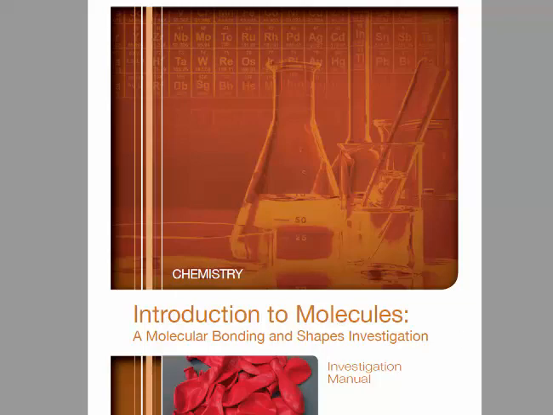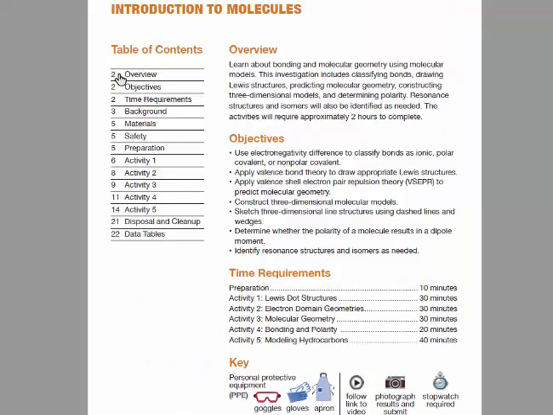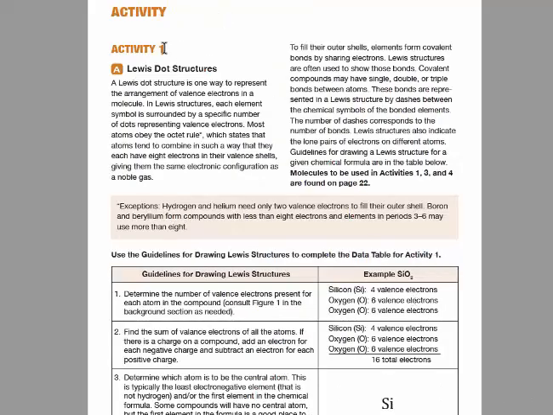Before you begin Introduction to Molecules, make sure you carefully read the overview, objectives, background materials, safety, and preparation. That will help you get through activities 1, 2, 3, and 4 more easily. The directions for activity 1 begin on page 6 with instructions on how to write Lewis dot structures. And in general, these instructions are very similar to what we've gone over in class and in your textbook.